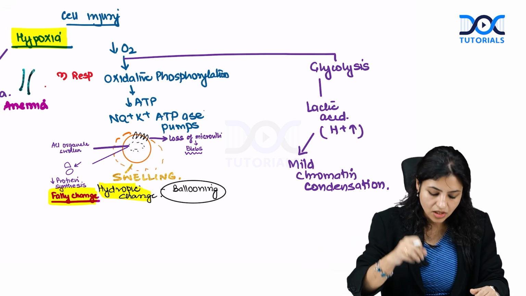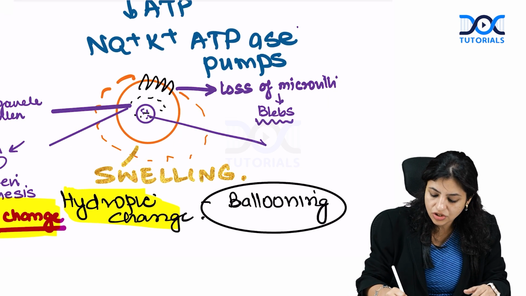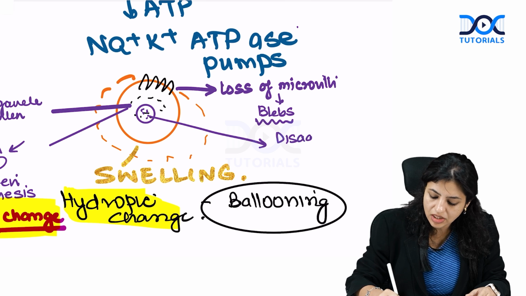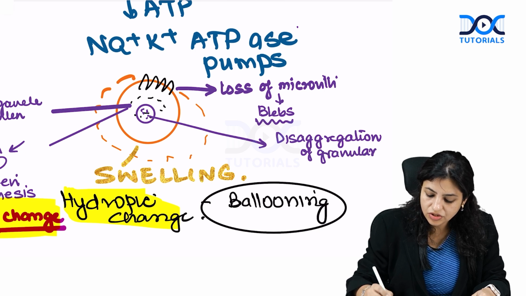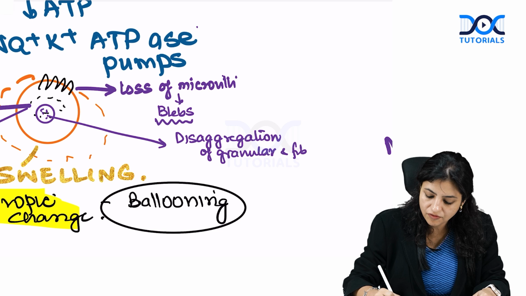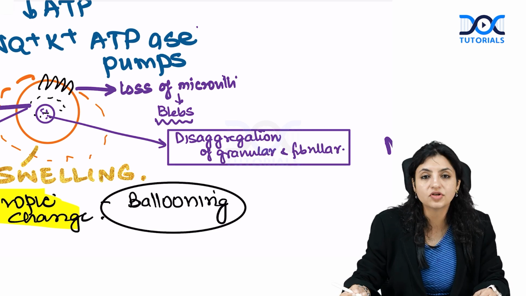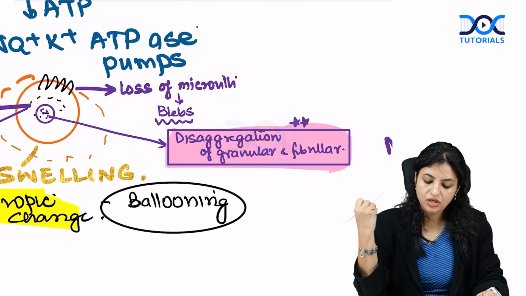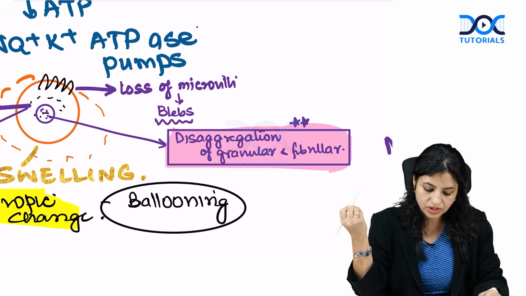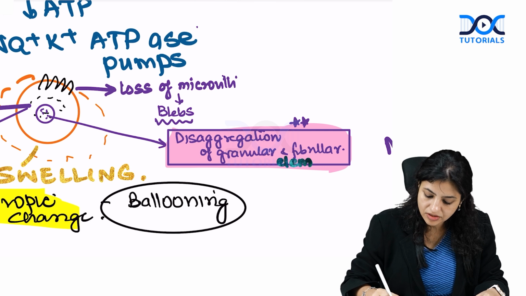Now, one more thing here. Is water going inside the nucleus also? Yes, of course. Inside the nucleus, this will also cause disaggregation of granular and fibrillar elements. So that's another classical feature that you will see in reversible cell injury: disaggregation of the granular and fibrillar elements of the nucleus.